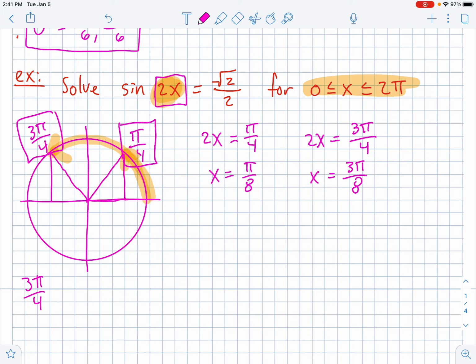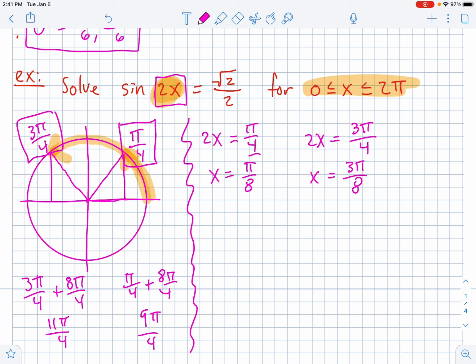So the way you can do that is just take these values and add 2 pi to them. So let's do a little sidebar. 3 pi over 4 plus, well, 2 pi as pi over 4s would be 8 pi over 4. So this would be 11 pi over 4. And then pi over 4, the other one, plus 8 pi over 4 would be 9 pi over 4. So in addition to these answers, pi over 8 and 3 pi over 8, we also have to say 2x is going to be equal to 11 pi over 4, and 2x is going to be equal to 9 pi over 4.